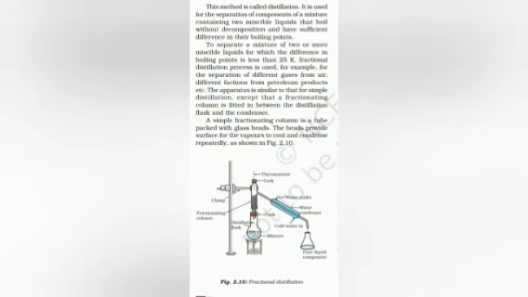A simple fractional column is a tube packed with glass beads. The beads provide a surface for the vapor to cool and condense rapidly. So these beads will heat up and cool down at different temperatures. So accordingly, the different fractions can get separated.